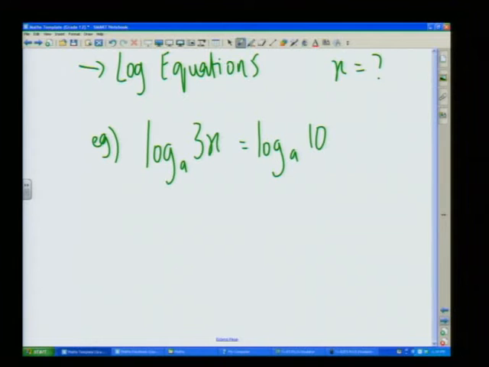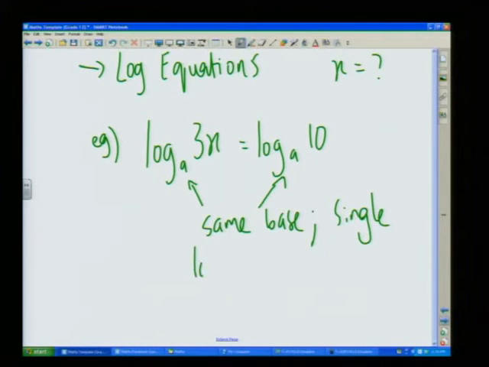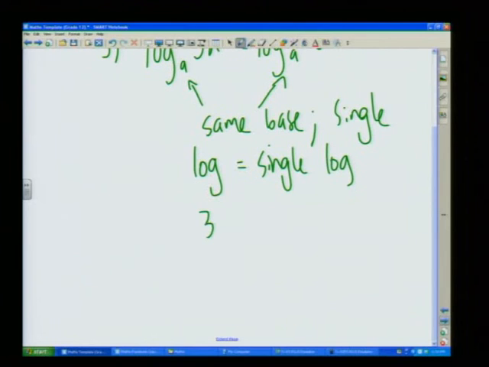I hope you all understand that if I've got a log equal to a log and the bases are the same, and that's critical. You should be writing at home, the bases must be the same. So it's the same base, and you have a single log equal to a single log. And you say to me, oh, but Mark, it's so obvious. If you take away the logs, if they're performing the same function, log 3x to the base a equals log 10 to the base a, surely 3x is equal to 10. And then I can just go and solve something.